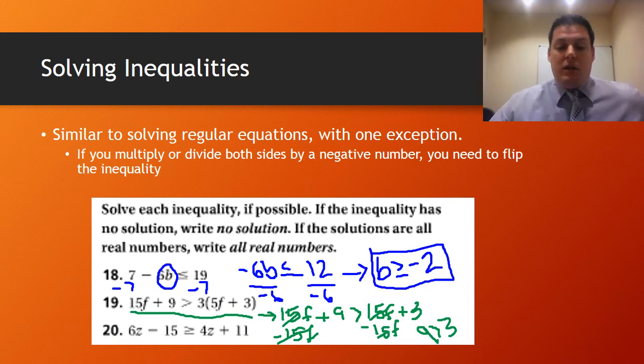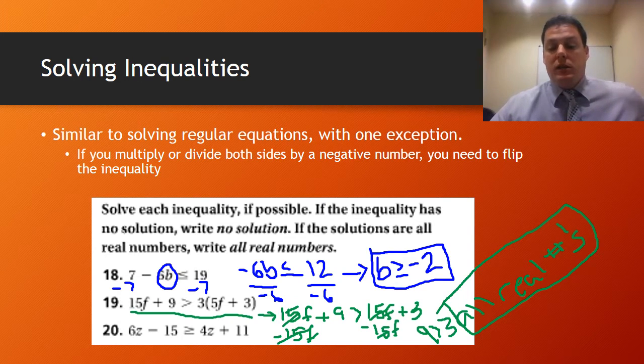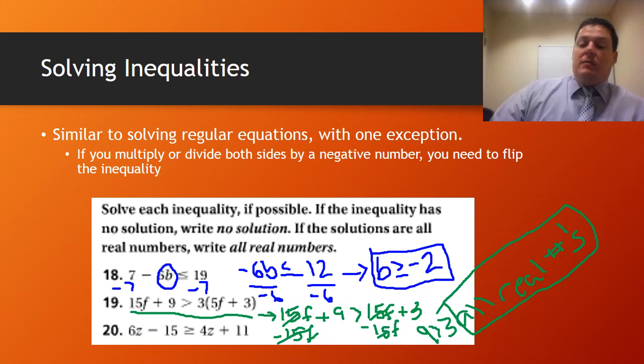Well, when is that true? It's always true. So whenever it's always true, we're going to just write all real numbers. This is always true. So for whatever value we plug in for f, it will be true. So all real numbers is what we put. 9 is greater than 3. That is always, always true. And then remember, if we get something where it doesn't make sense, so if it was 3 is greater than 9, that's when we would use the no solution answer.